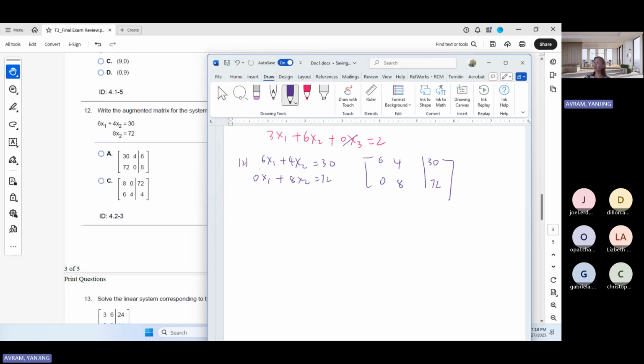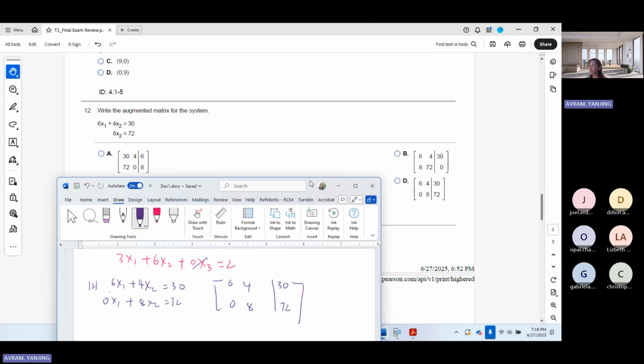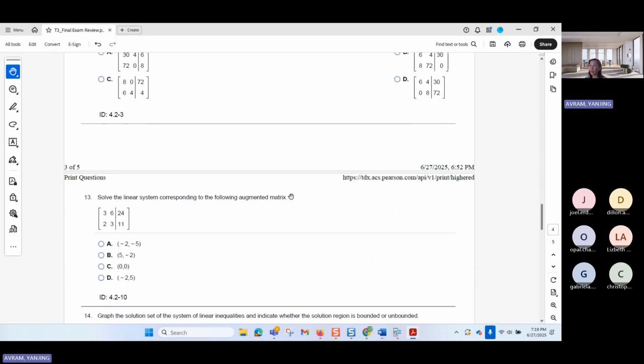And then you can choose the correct answer in this case. In this one, 6, 4, 30, 0, 8, and 72. So that should be the correct answer, right? Once you can write down your matrix, it's easy to choose the right one.